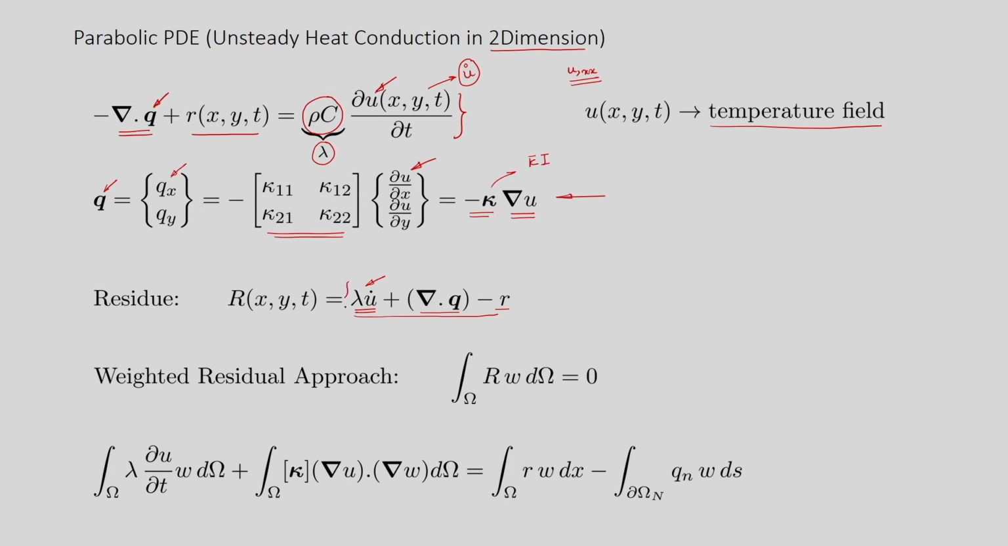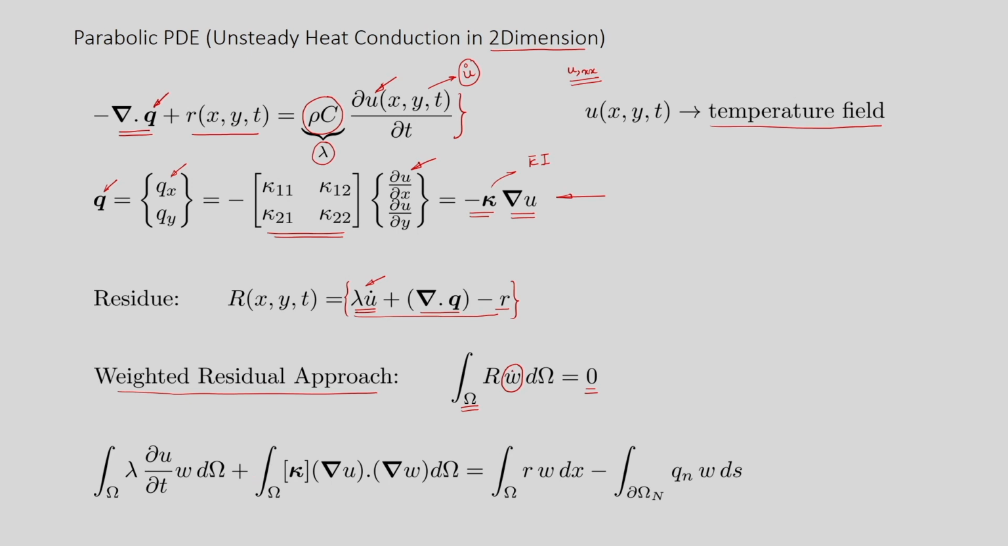Now, once we have decided the residue, then what do we do? We multiply the residue with an arbitrary weight function w, integrate it over the whole domain and make it equal to 0. So, that is the weighted residual approach. As usual, we are multiplying the residue with an arbitrary weight function w, integrating it over the whole domain and making it equal to 0.